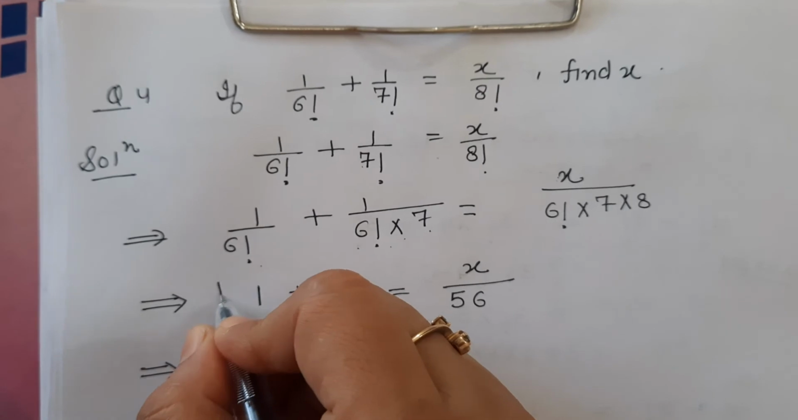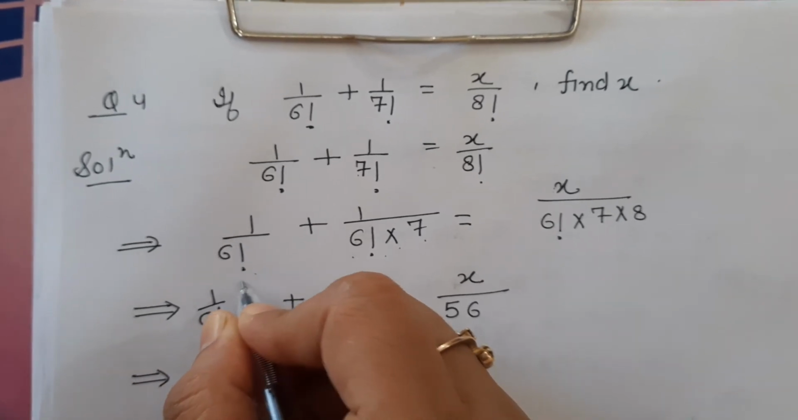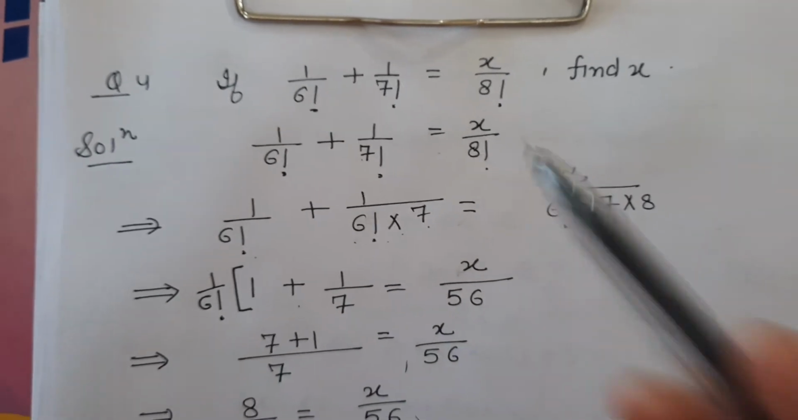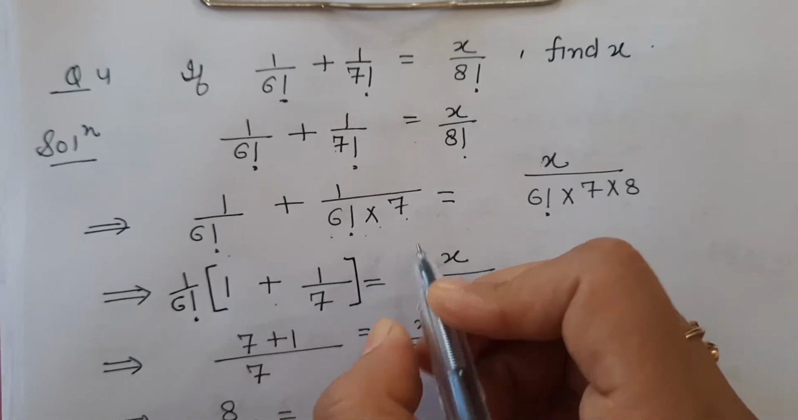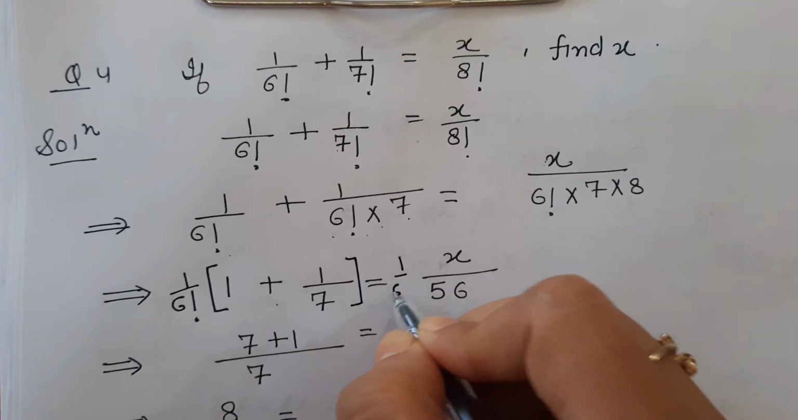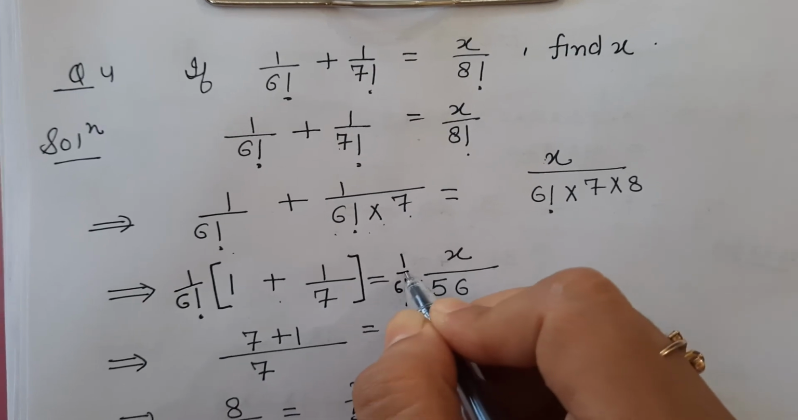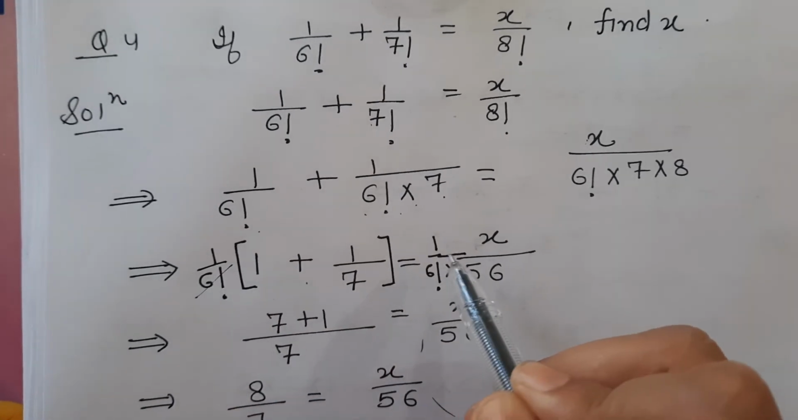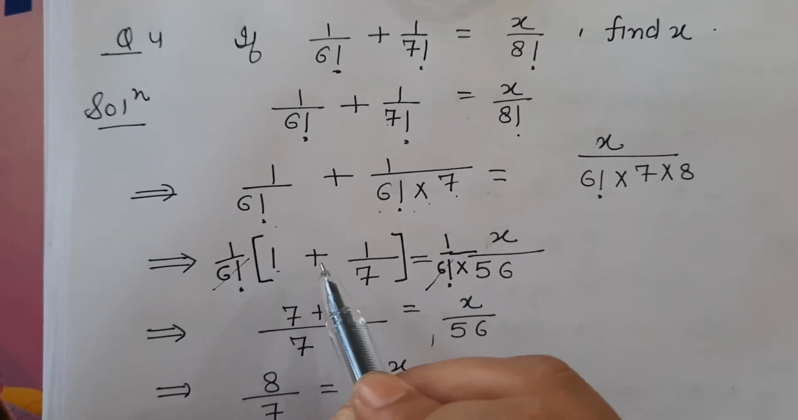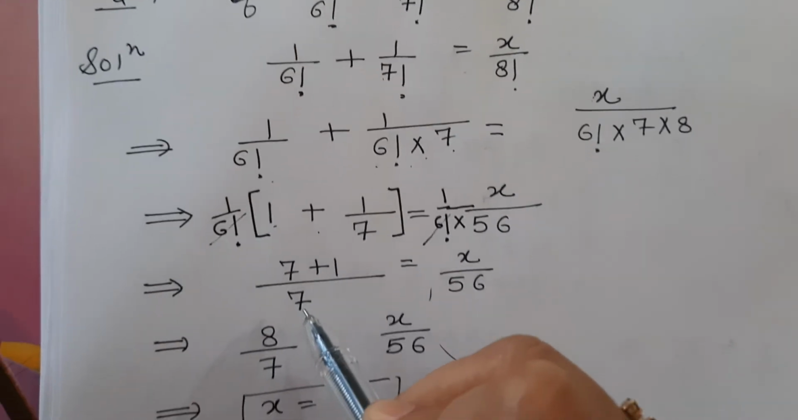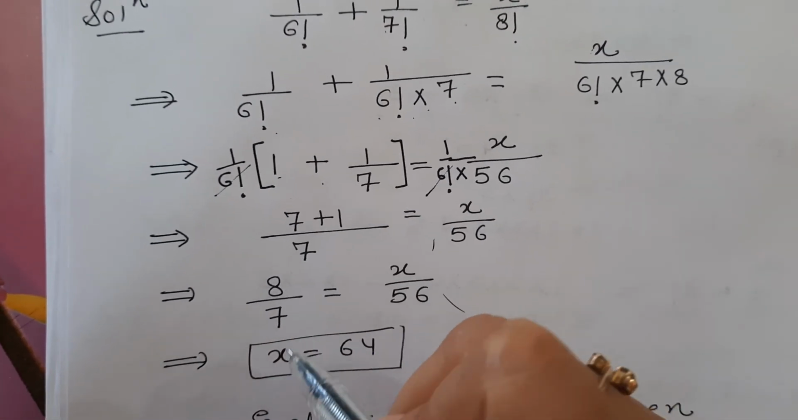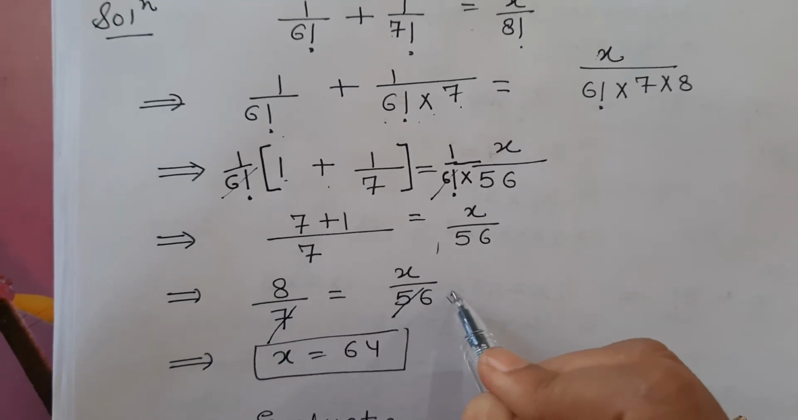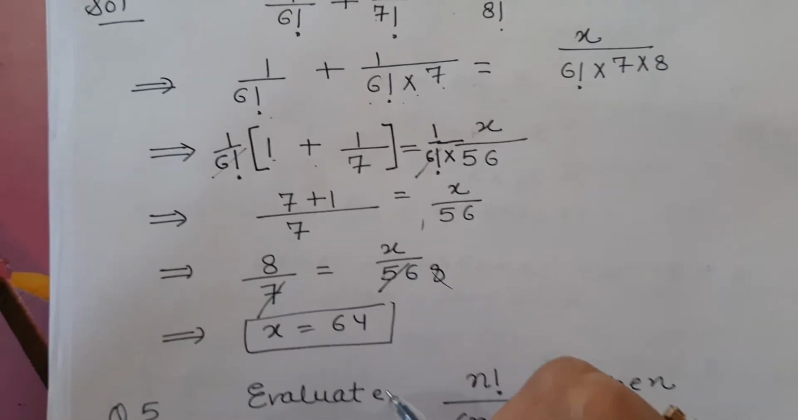Now if I take here 1 upon 6 factorial common, in the first term you will have 1 plus 1 by 7. Again, on the right hand side, you have 1 upon 6 factorial into this 7 into 8, which is 56. That means this 6 factorial is going to be cancelled on both sides. So we have 1 plus 1 by 7. Take LCM, LCM is 7. So 7 plus 1 is 8 upon 7. Here we have x upon 56. Again, you divide it by 7, you will have 8. Now 8 into 8, answer will be 64.